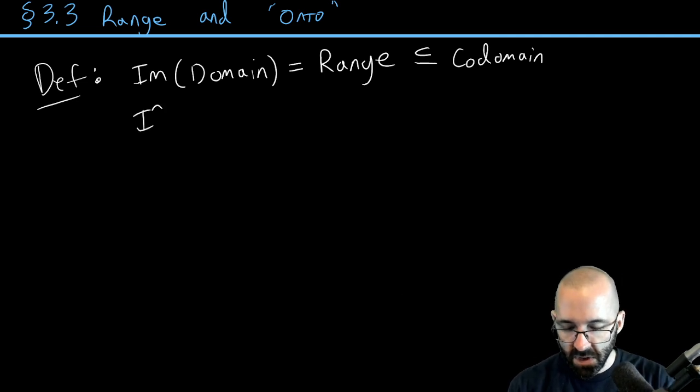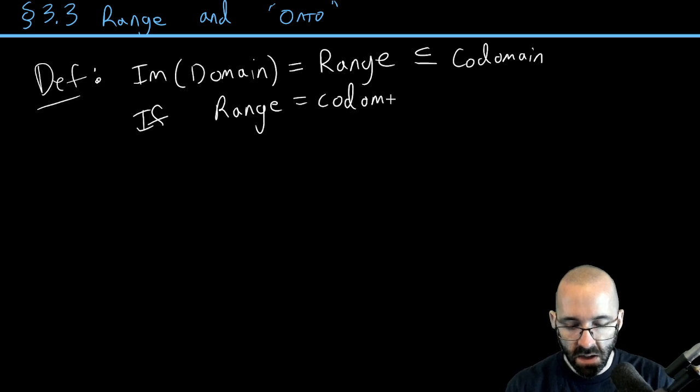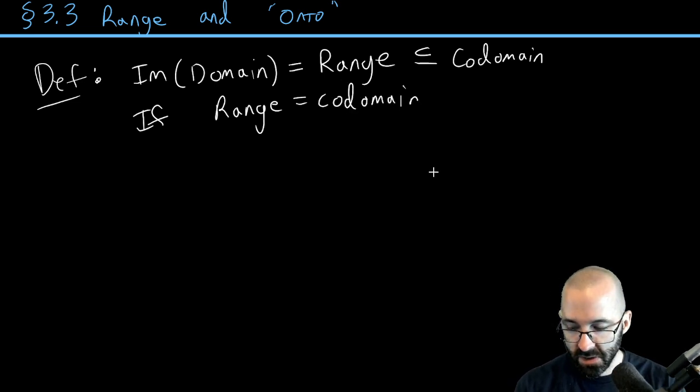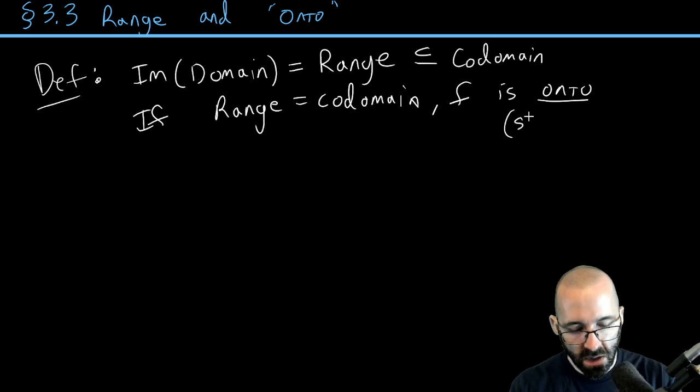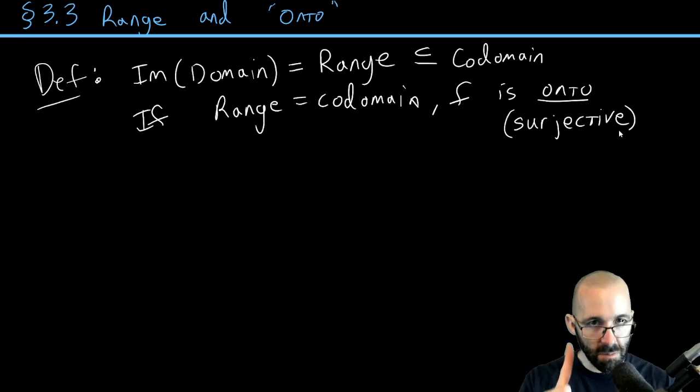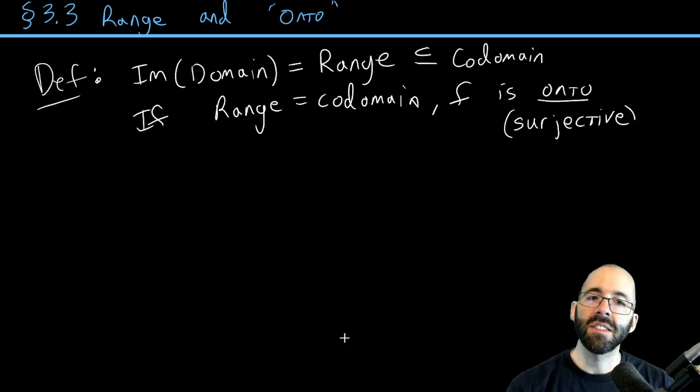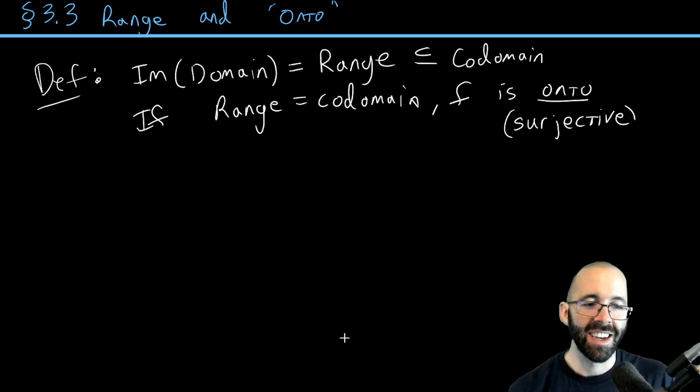Okay? So if the range equals the codomain, we have something very special. We say that F is onto, and a very important word that is not included in this textbook is we say F is surjective. Not subjective, that's very different. F is not subjective because F is a function, and functions are actually very much not subjective. They're very much objective. Let's use math words again.